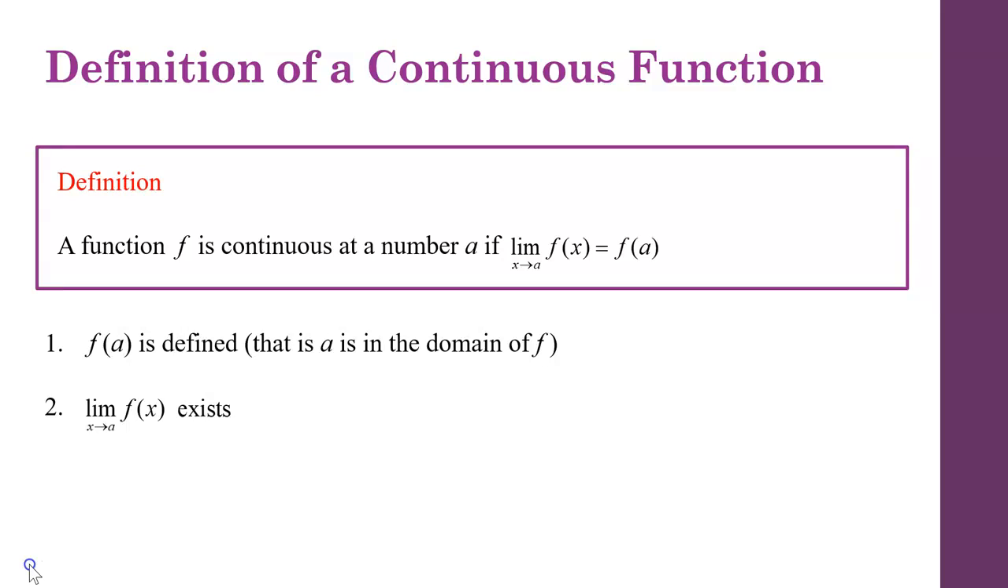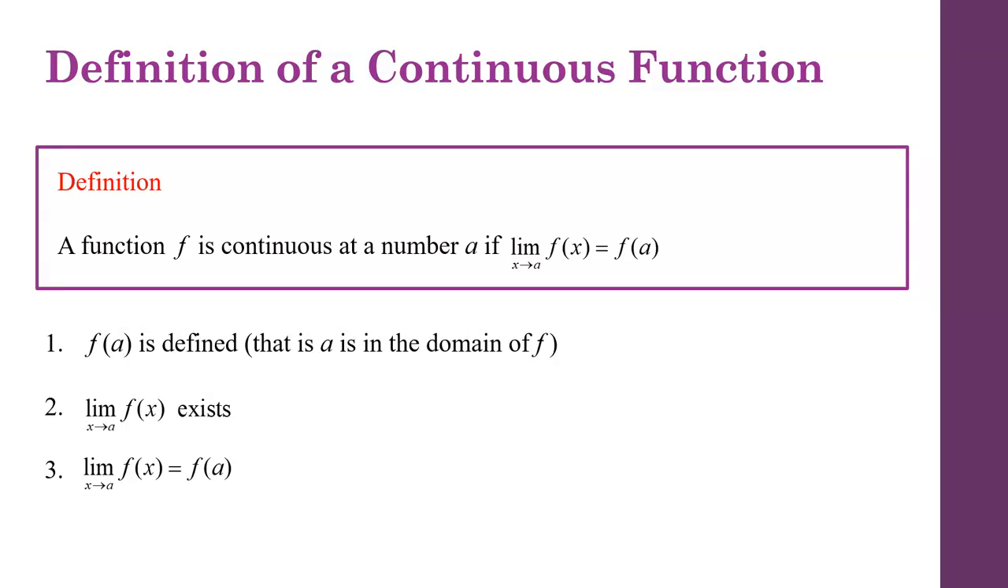Next, the limit exists, because we said the limit is equal to f of a. That implies from the right and the left, the function goes to the same place as x gets close to a. And finally, that limit and f of a are equal to each other. So wherever the limit goes, the value of the function is in the same place, right?